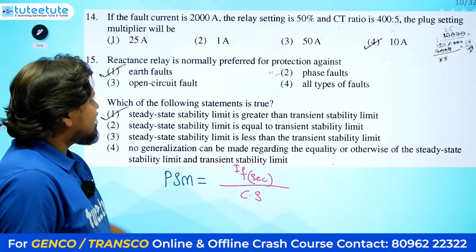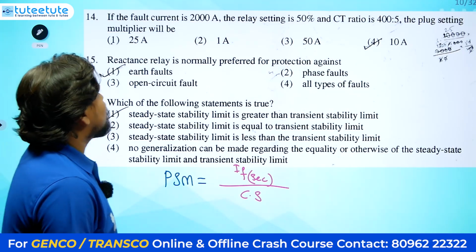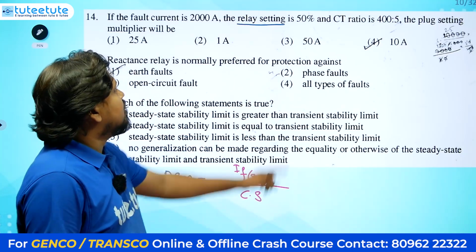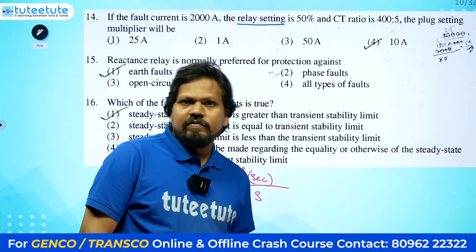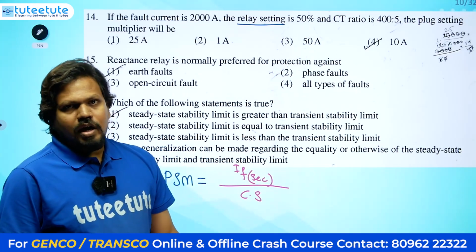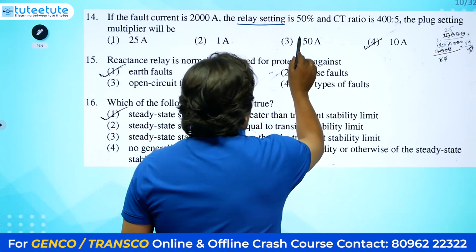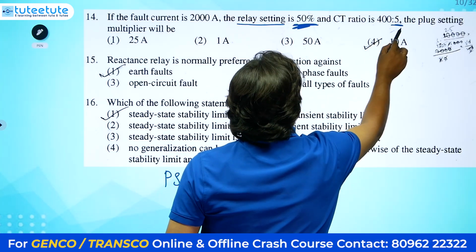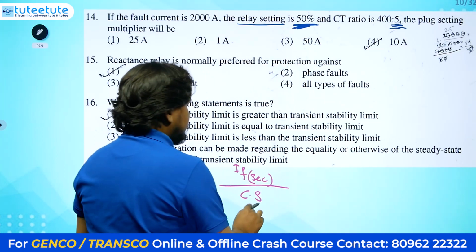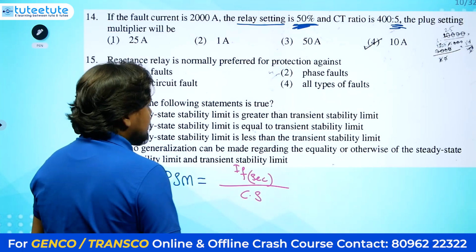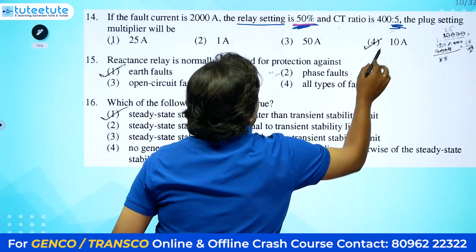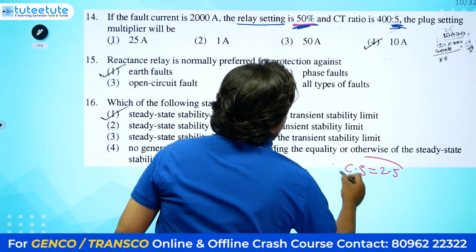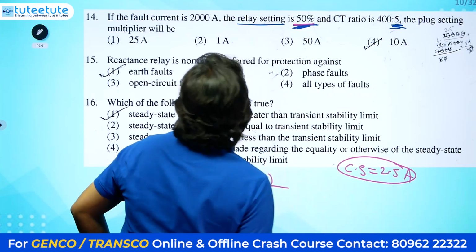So what is this current setting? They have not mentioned the current setting, but they have given a relay setting. The relay setting is 50%. The relay will be on the secondary side of the current transformer. Whatever current is there on the secondary side of the current transformer, 50% of that value is called the current setting. Understand? So the current setting value is 50% of 5, which means the current setting is 2.5 amperes. Okay, so 2.5 amperes only.